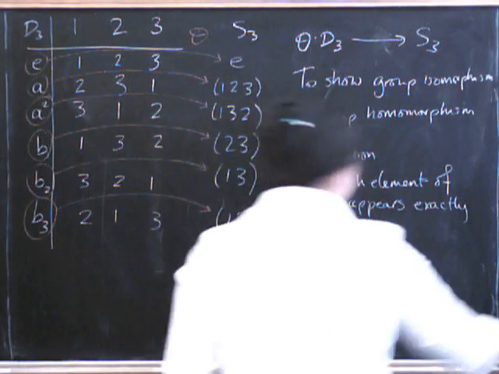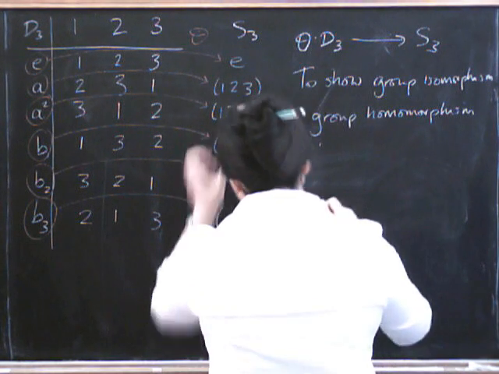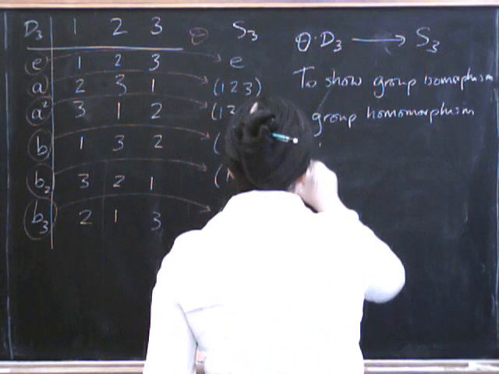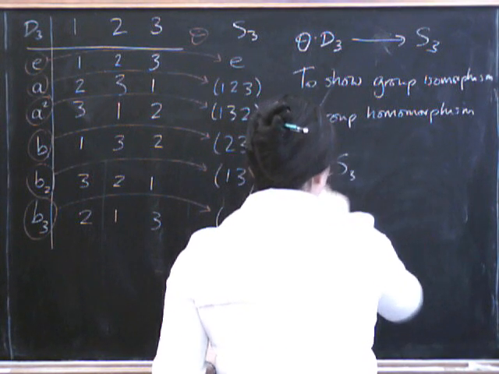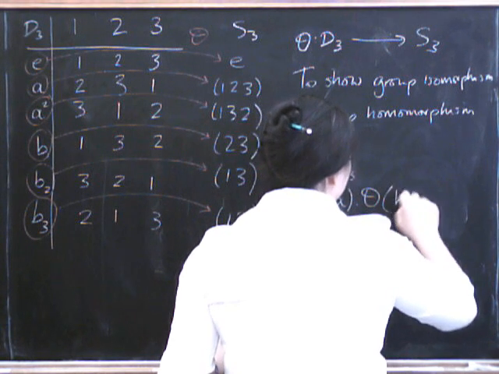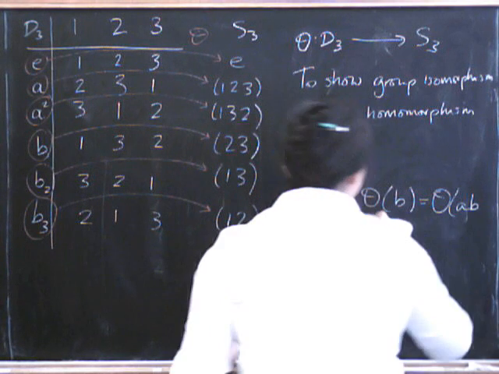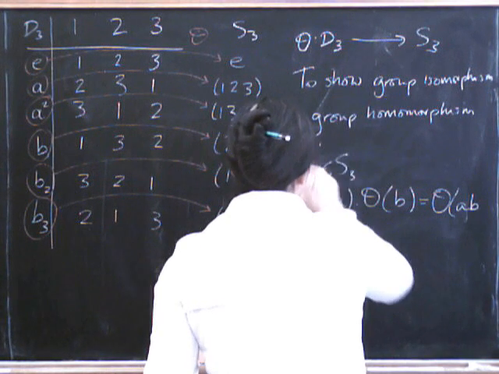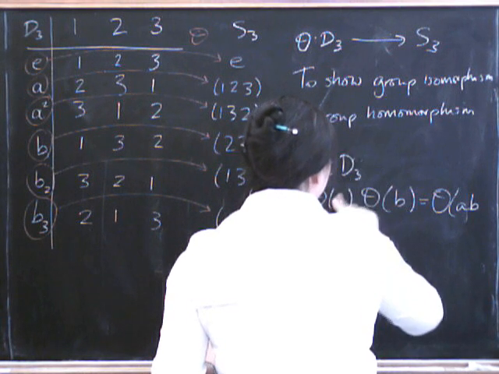To show that it's a group homomorphism, what we have to do is show that for all A and B in S3, theta of A times theta of B is the same as theta of... Oh, that's a terrible notation. Let's try that again. For all x and y in D3 is what I'm trying to say.